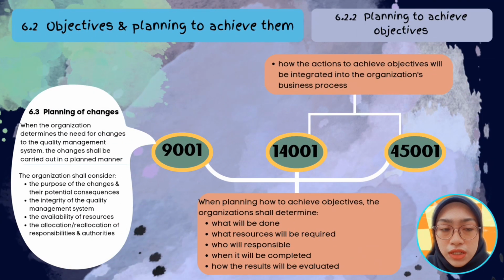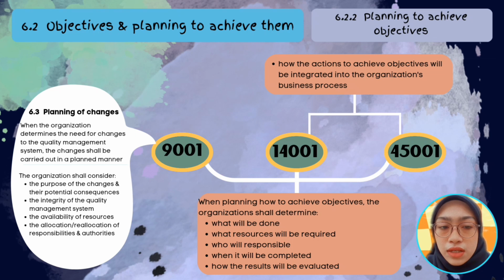After planning and knowing the objective, now planning should achieve the objective. So how to achieve the objective? For 9001, 14001, and 45001, there is a similarity in planning to achieve objectives. When planning how to achieve objectives, the organization shall determine what will be done, what resources will be required, who will be responsible, when it will be completed, and how the results will be evaluated.